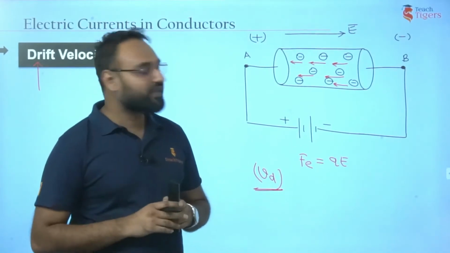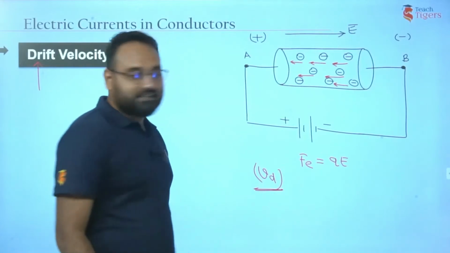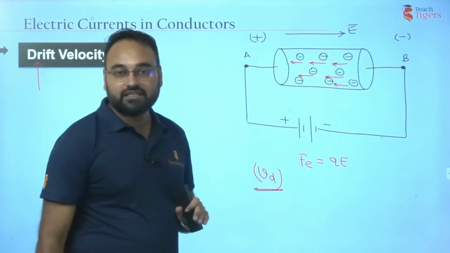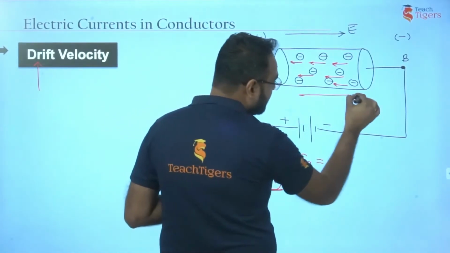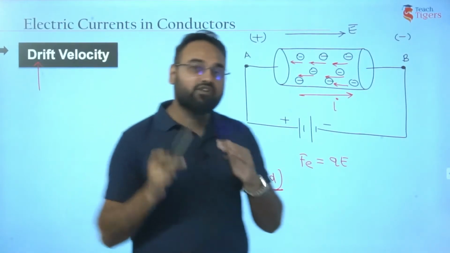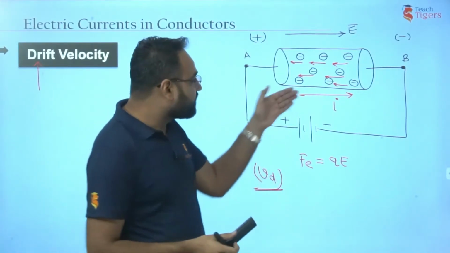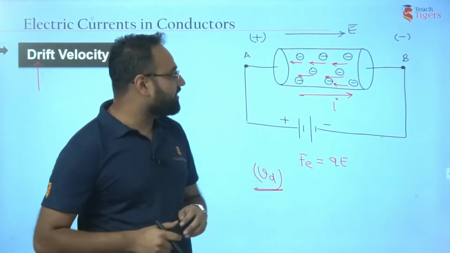That is one thing. Second thing is, if these electrons are moving in this direction, that is from B to A, then what will be the direction of current? For sure, the direction of current will be from A to B. We have discussed it in our last lecture. The direction of current is always opposite to the direction of flow of electrons. This is the second point.